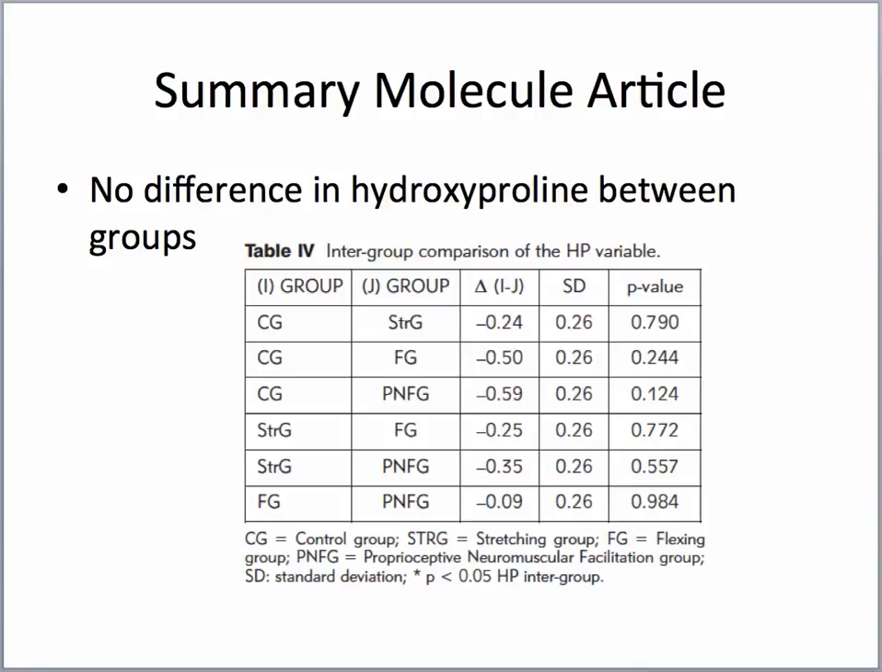And basically for this portion of the article, they looked at a number of different things, but I am focusing in on the hydroxyproline because that's our molecule of interest. And they compared the control group to each of the 3 different stretching groups. And what we're interested in is the p-value there. Basically it tells us that there is no difference. And then they also compared the groups amongst each other, and they also found no difference. And I'm going to guess it's because the stretching protocol was probably not strenuous enough in order to see an acute change.